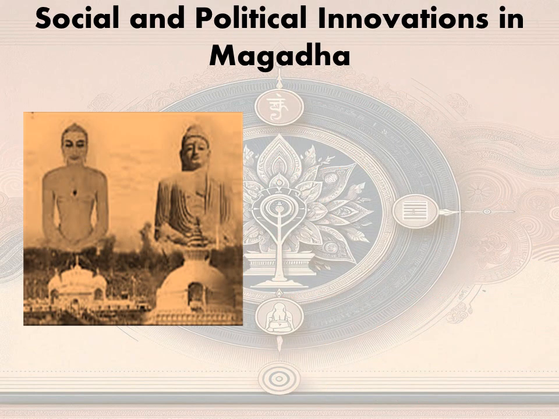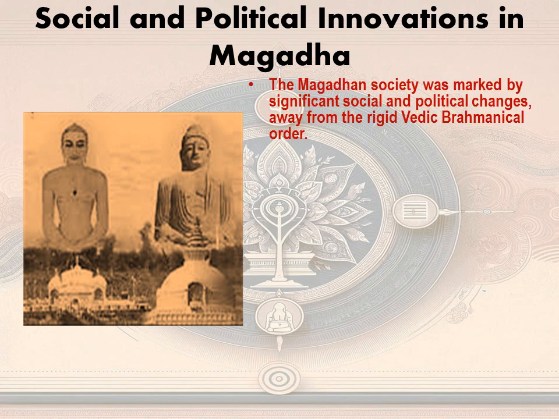Now, social and political innovations in Magadha. There were different kinds of philosophical upliftments in the minds of Magadhan people. The Magadhan society was marked by significant social and political changes away from the rigid Vedic Brahmanical order. So there was a rigid Vedic Brahmanical order. I am not talking about the Rig Vedic age. This was the later part of the later Vedic age. Hence, by that time, the Brahmanical order had very much been established in the Indian subcontinent. Therefore, Magadhan society was marked with significant social and political changes.